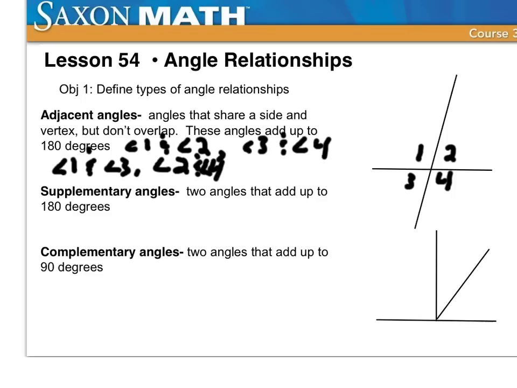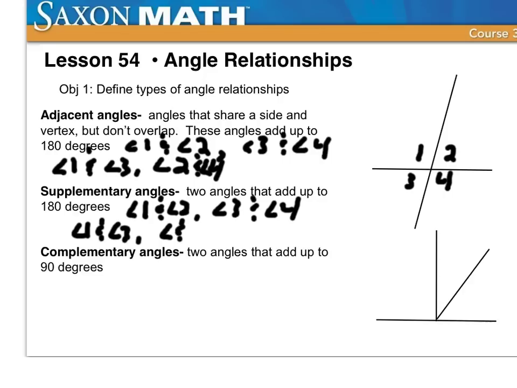So angle 1 and angle 2 add up to 180 degrees, so they are called supplementary angles. Supplementary angles are two angles that add up to 180 degrees. So angle 1 and 2 are supplementary. All the ones we mentioned before that are adjacent angles are also supplementary, so angle 3 and angle 4 add up to 180. And angle 1 and angle 3. And angle 2 and angle 4 are also supplementary. Means they add up to 180 degrees. They form a straight line.